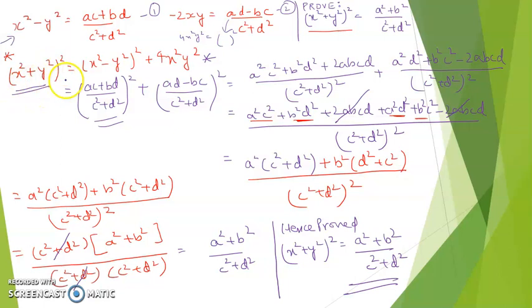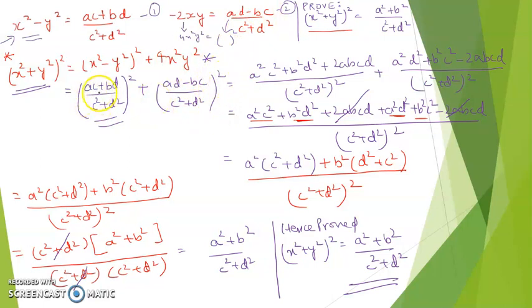So x square plus y square whole square is equal to x square minus y square whole square plus 4x square y square. Now we have to simply substitute the values and solve. Whose value? X square minus y square. See here, x square minus y square value is AC plus BD upon C square plus D square. So AC plus BD upon C square plus D square whole square plus 4x square y square. 4x square y square we are getting from here. See, students, 2xy whole square will give me 2 whole square, 4x square y square, which is equal to AD minus BC whole square upon C square plus D square. That is what I have done, and substituted here, and now solve this.